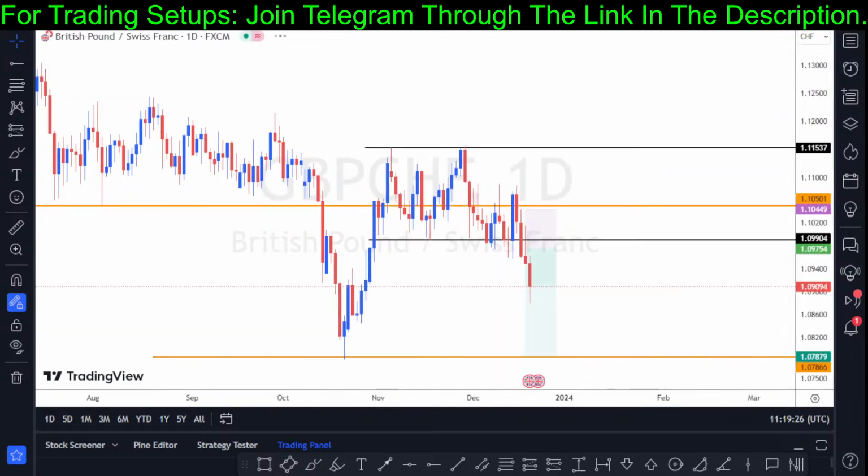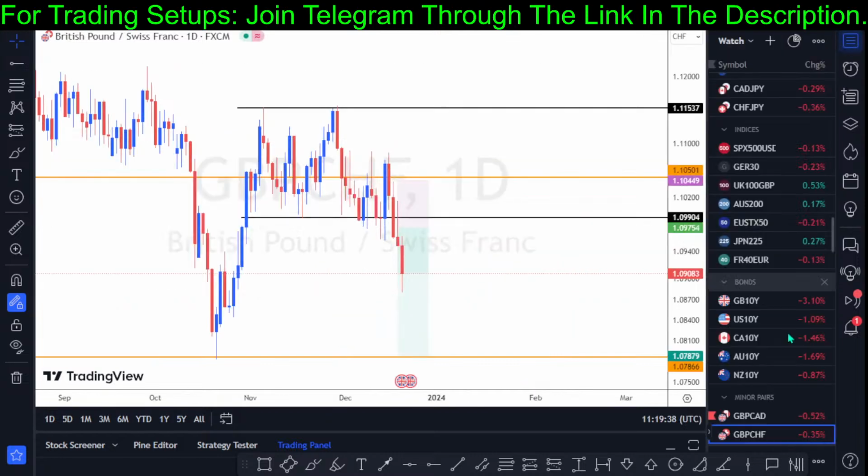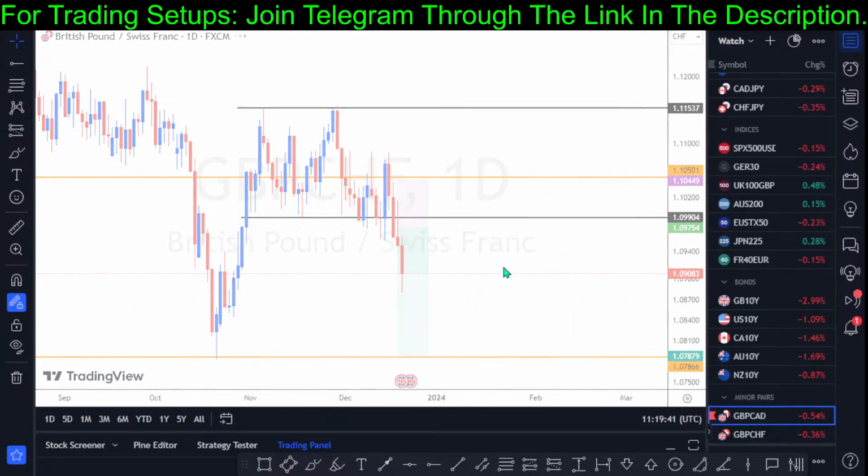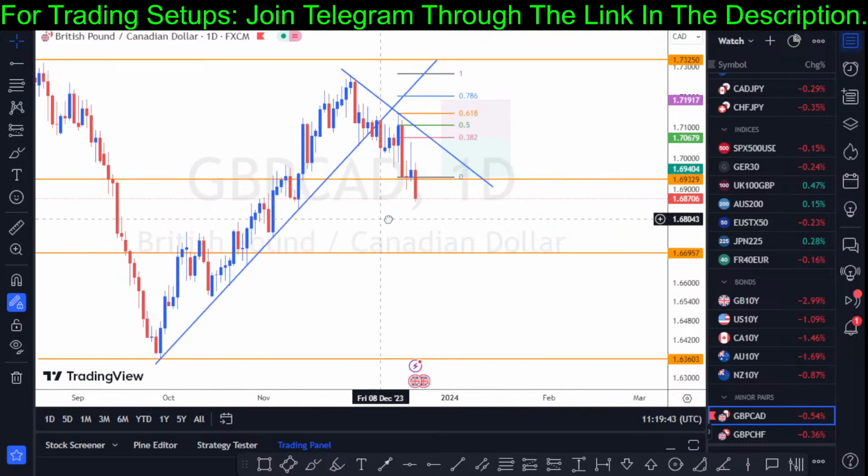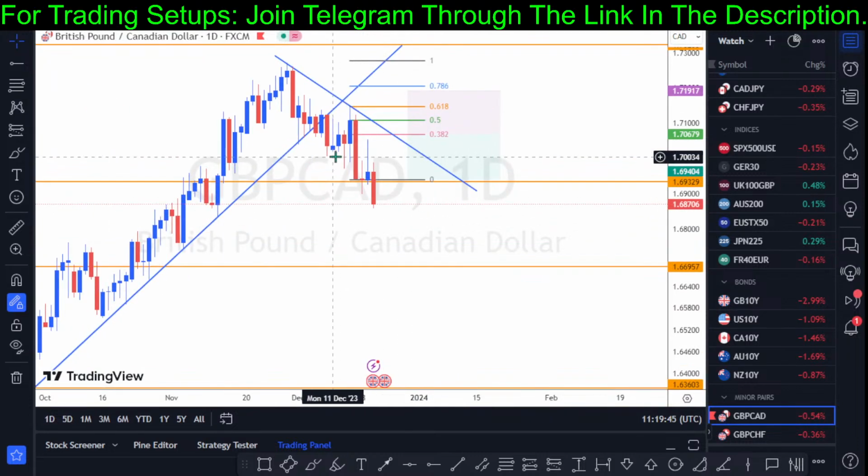According to my own trading strategy, this week the only trades that conform to my strategy are the British pound sterling paired against the Swiss franc, and let me show you what I also have on the British pound sterling paired against the Canadian dollar. Based on that pair, it's another setup that conforms to my trading strategy. So we had a pullback.